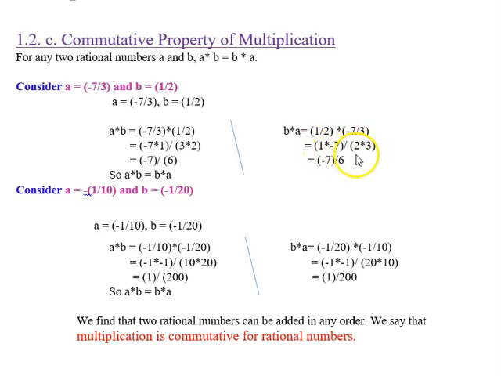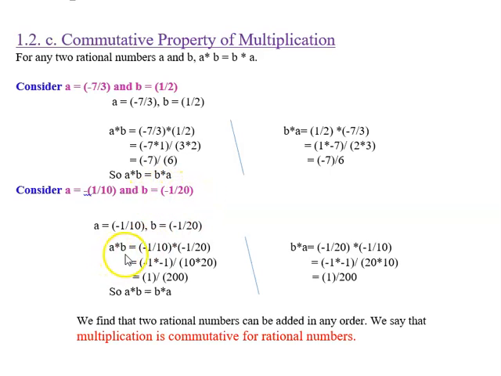So 1 times negative 7 divided by 2 times 3. 1 times negative 7 is negative 7, 2 times 3 is 6. So negative 7 over 6. So we can see that a times b equals b times a. We'll see this with one more example. Consider a equal to negative 1 over 10 and b as negative 1 over 20.